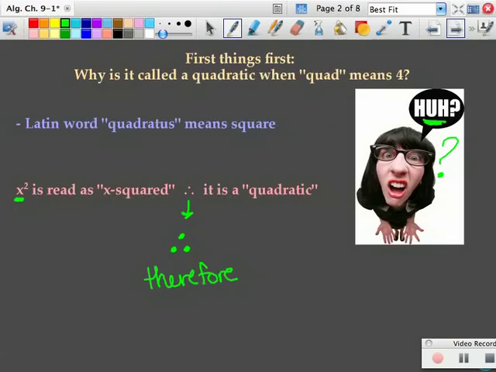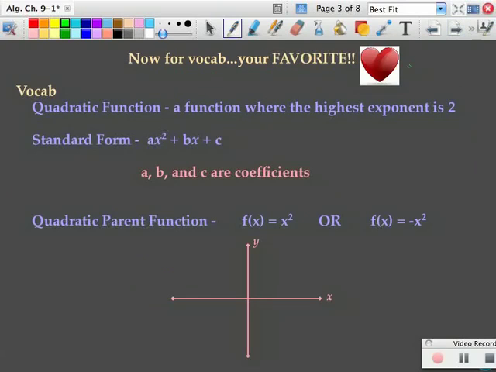Okay, so now for vocab, which is your favorite. Yay! Quadratic function. Function where the highest exponent is 2. So remember in the polynomials we were doing when we were factoring, and we would have something like 3x squared plus 2x minus 4. We would have equations like that, and then we would factor them. Well, this is called a quadratic because the highest exponent right here, you'll notice this x squared is the highest.